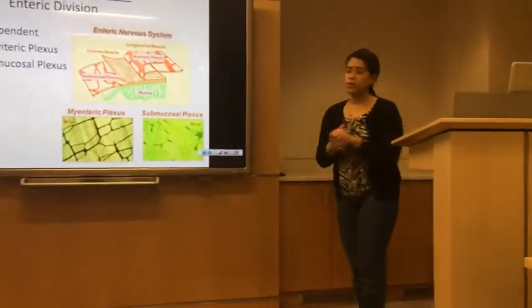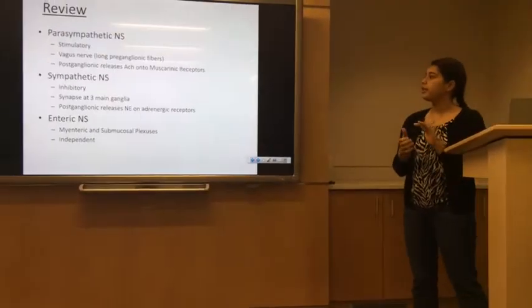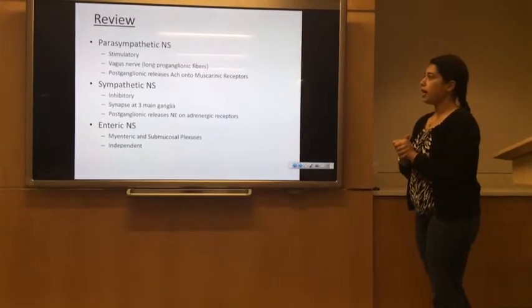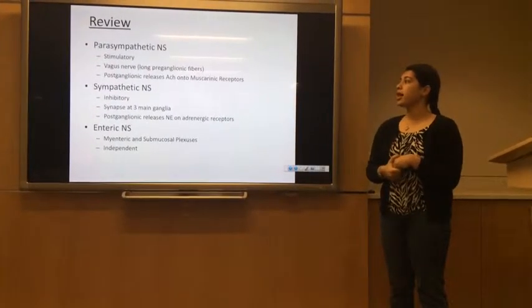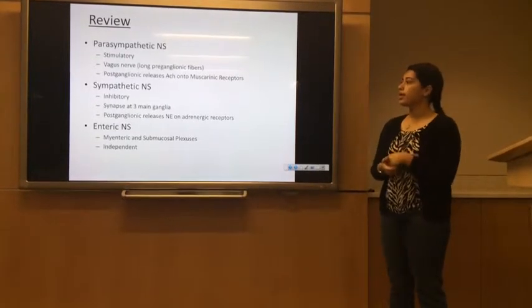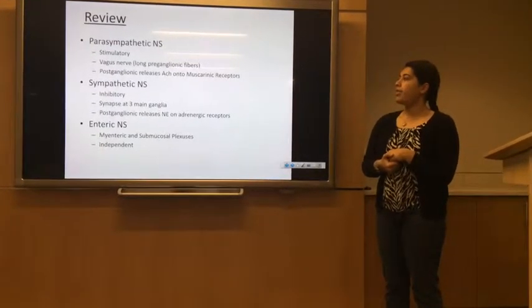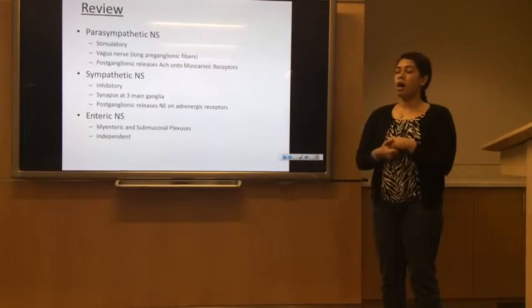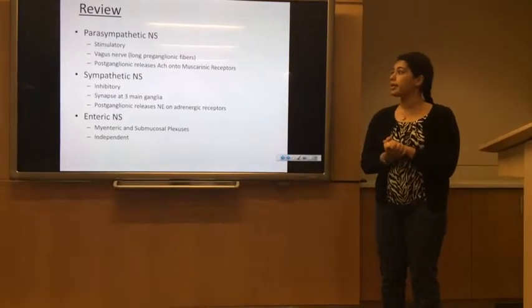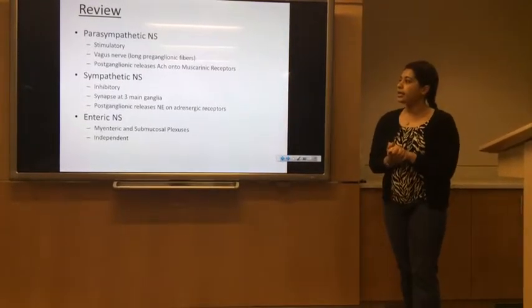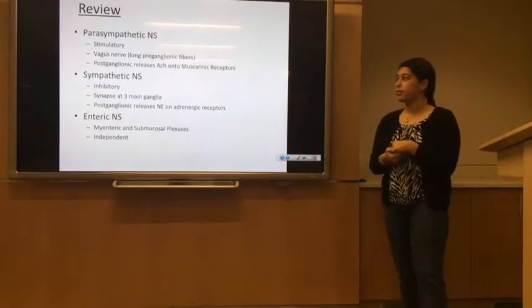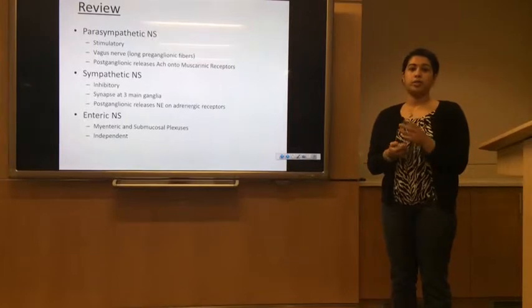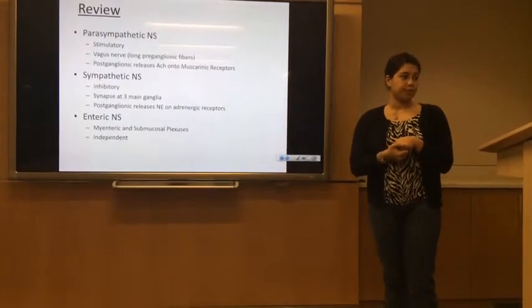So in brief review, we talked about the three different innervations to the GI tract. The parasympathetic nervous system we talked about being stimulatory, releasing acetylcholine. The vagus nerve serves as the long preganglionic fiber for the parasympathetic nervous system. And it's important to note, again, that the postganglionic parasympathetic nervous system releases acetylcholine onto muscarinic receptors.